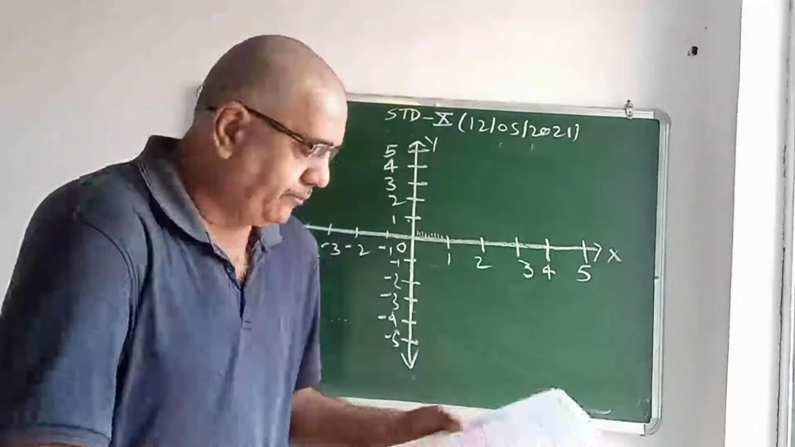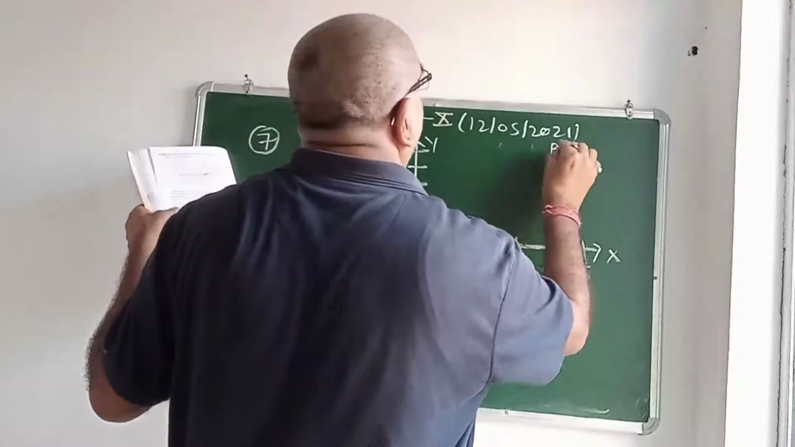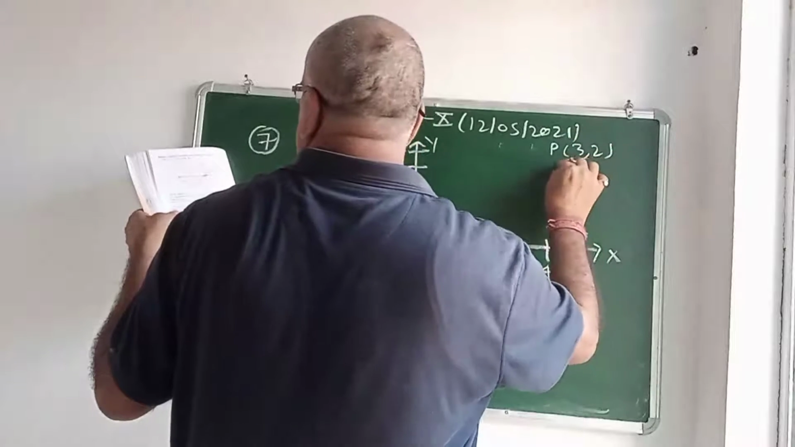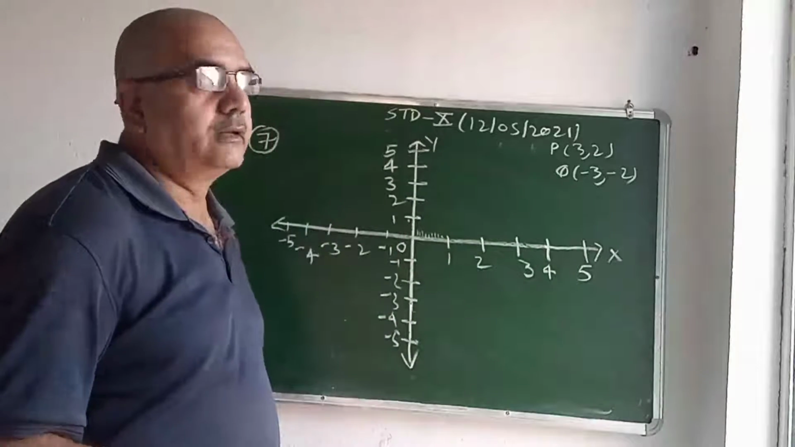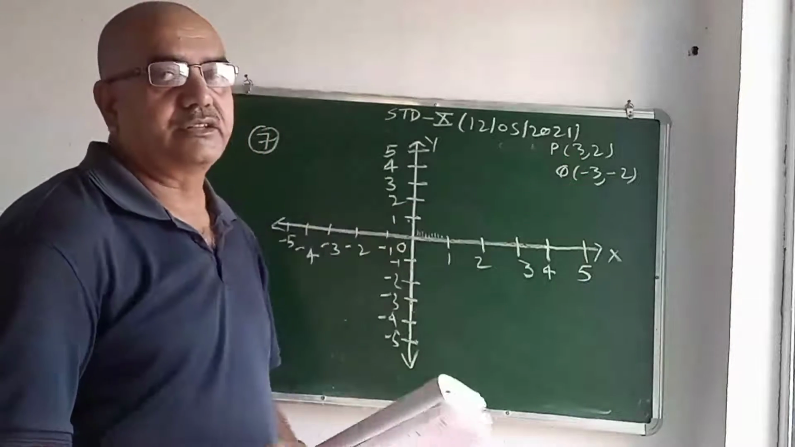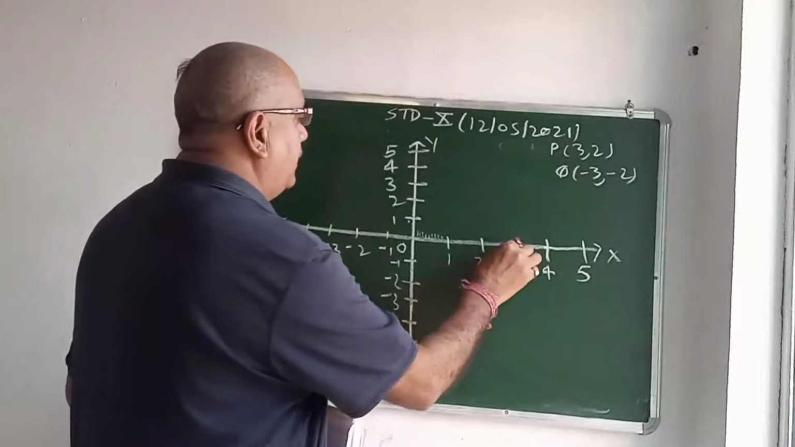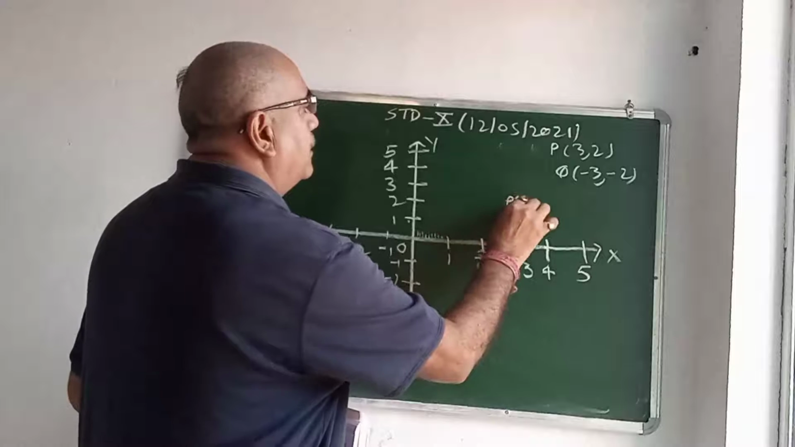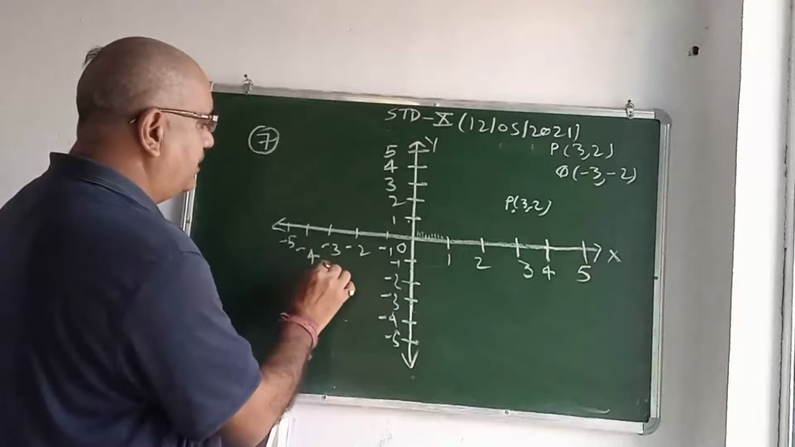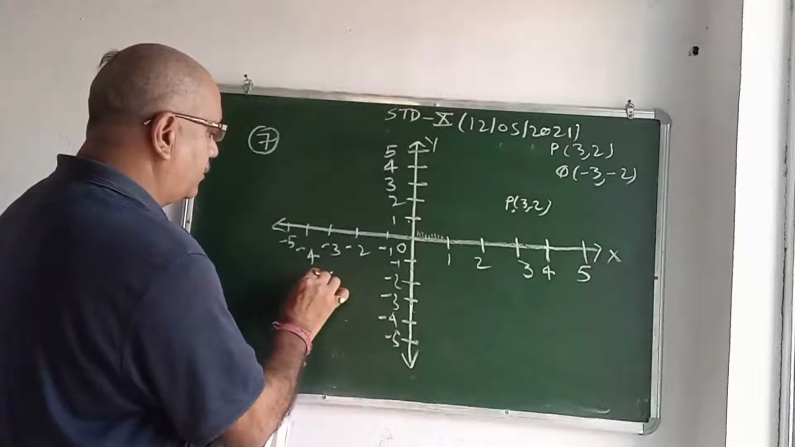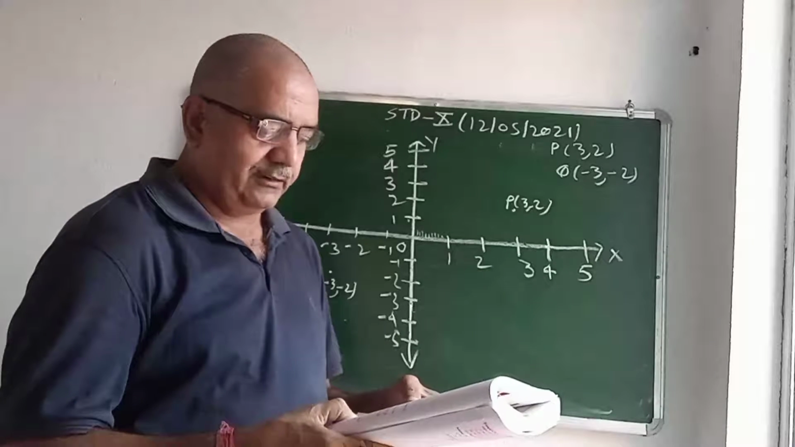Now the points given are P (3, 2) and Q (-3, -2). First of all, locate these points on the graph paper. So 3 and 2, this is the point P, and this is the point Q (-3, -2). After locating, read the statement.